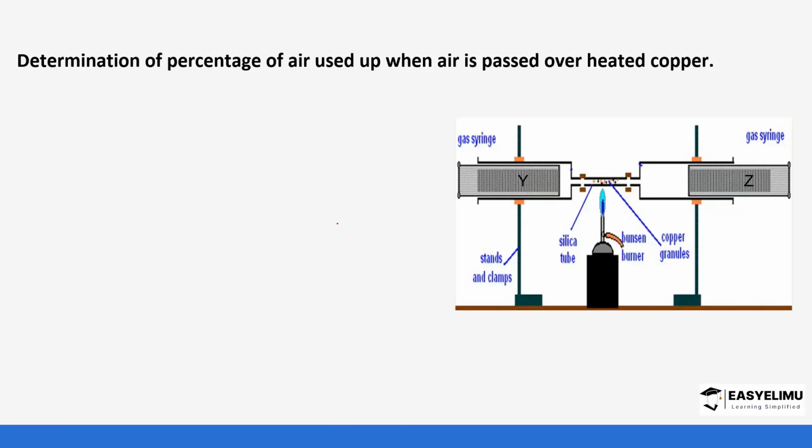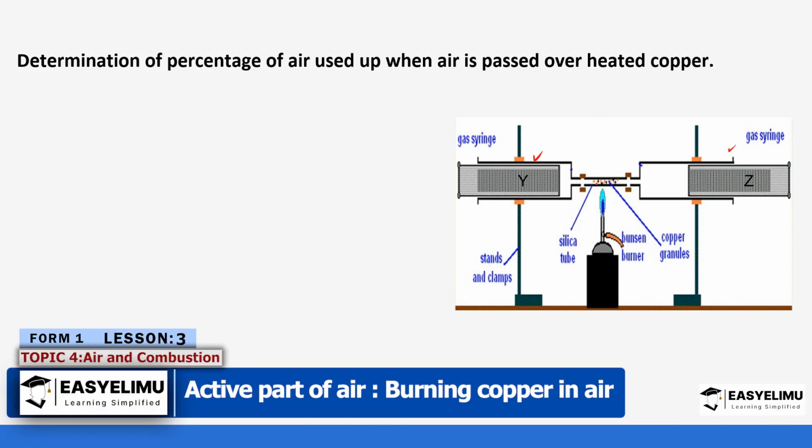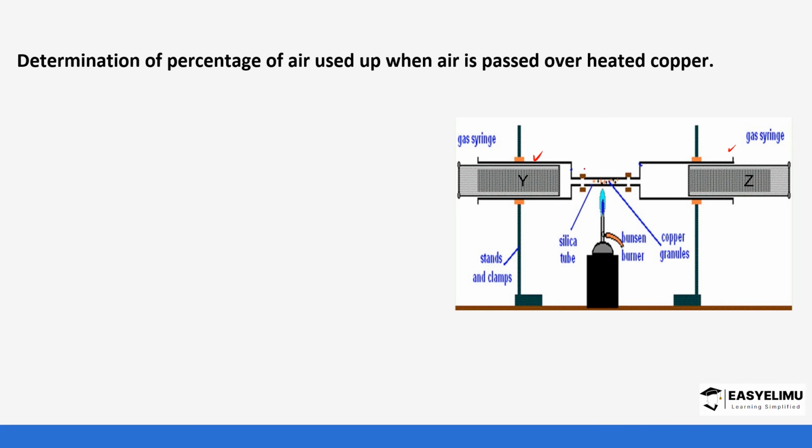To determine the amount of air passed over heated copper, we are going to use two syringes, syringe Y and syringe Z. In between, we put a tube containing some copper granules, and on the edges we put some cotton wool. This cotton wool prevents the copper granules from escaping when the air is passed through.